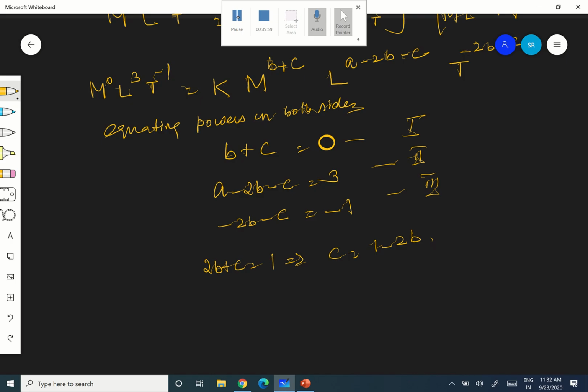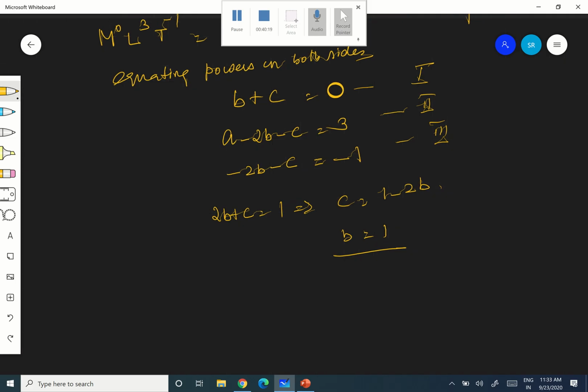That implies C is equal to 1 minus 2B. Therefore, substituting C is equal to 1 minus 2B in 1, you will be getting B value as B is equal to 1, I think. Okay, right. Now next one, B equal to 1 is okay.